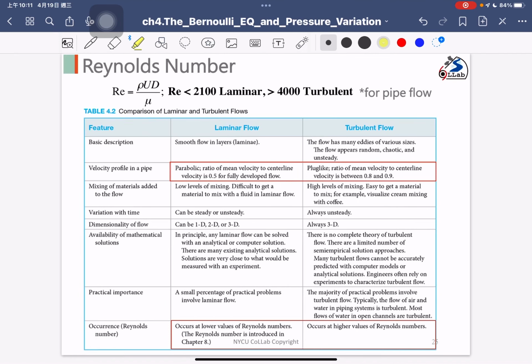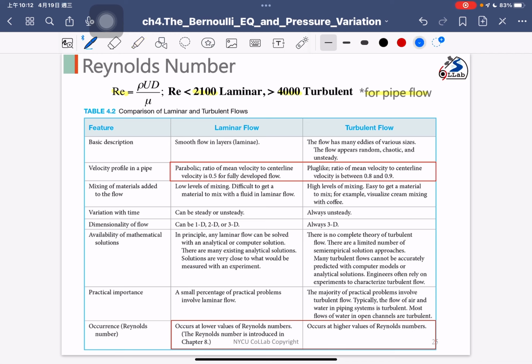Okay, so until now, Reynolds developed a number, which we call the Reynolds number, that can help us identify whether it is turbulent flow or laminar flow. So we define the value here, and then we define certain thresholds. If the Reynolds number is smaller than 2100, we call that the laminar flow. If the Reynolds number is larger than 4000, we call that the turbulent flow. And this equation is for the pipe flow.